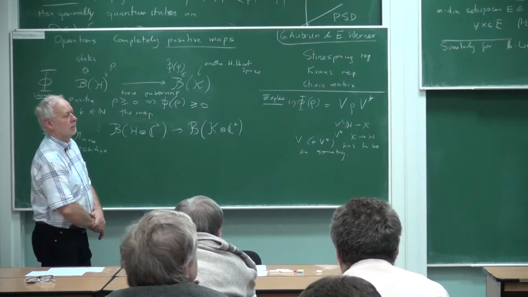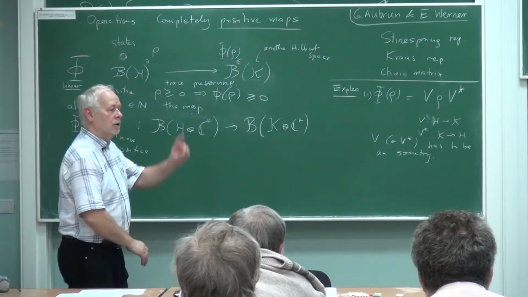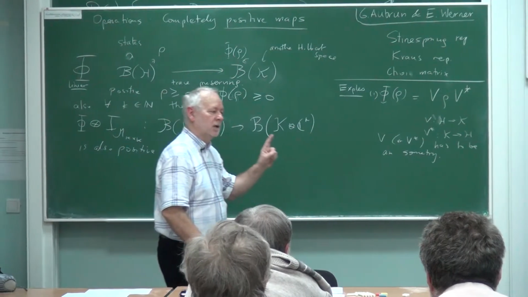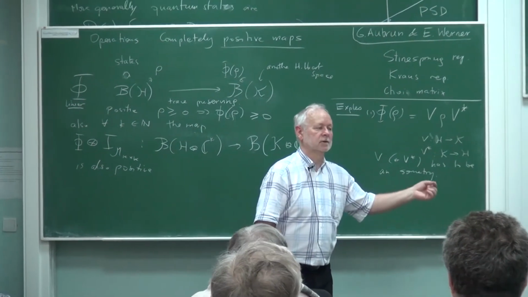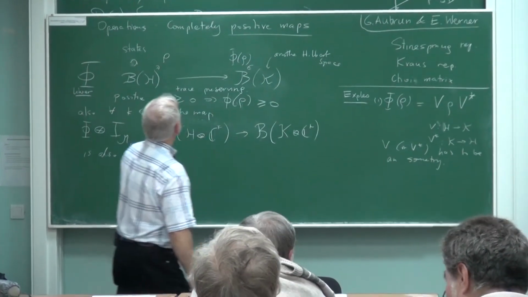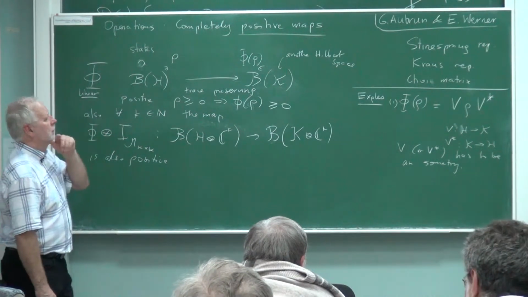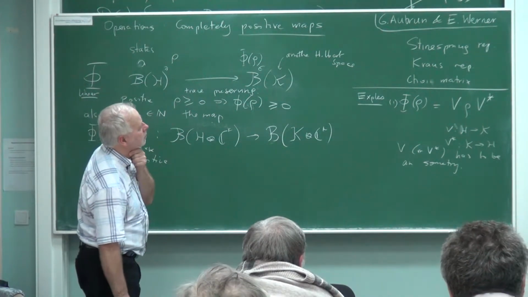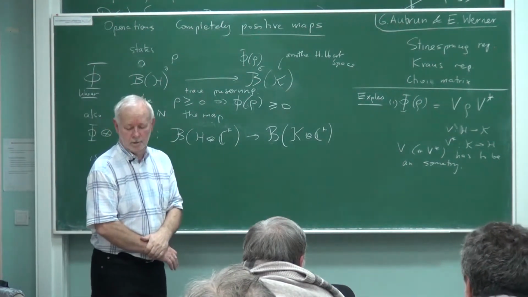H and K have the same dimension? No, not the same dimension. It may be an isometry into. It may be an injective isometry, right? Which way? Probably V star, but okay. It will be more clear on the examples later.